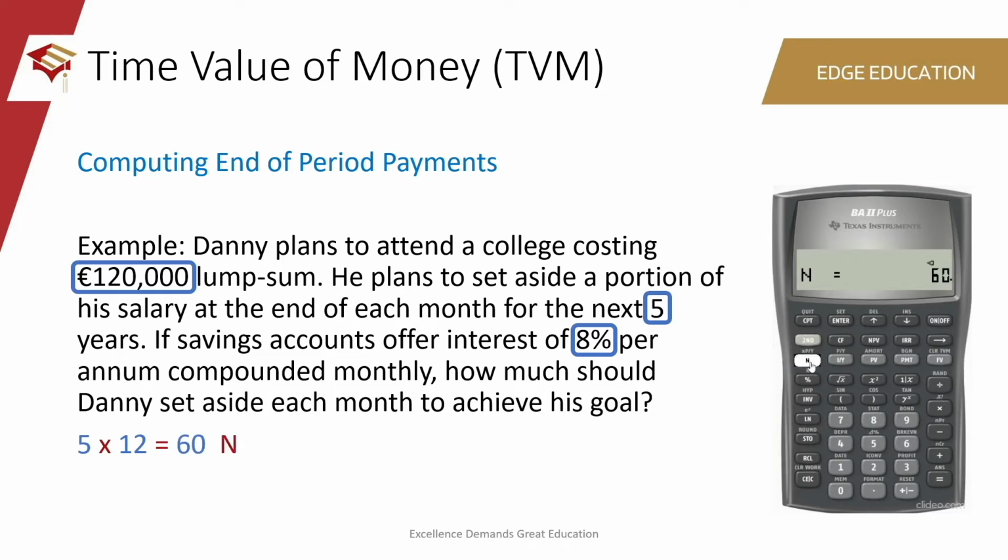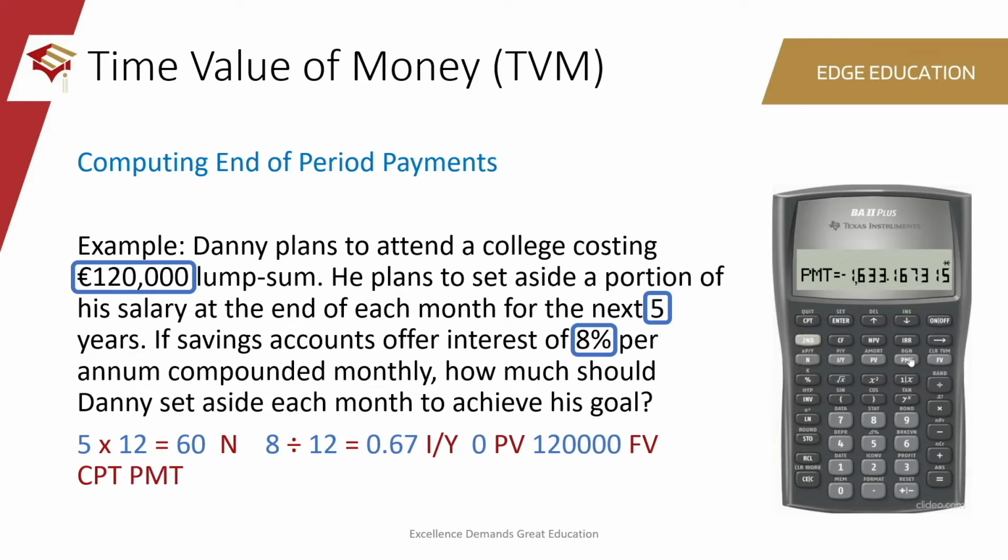We'll assign that to N. We will then take the rate 8, press divide, 12 for 12 months, press equal. The rate is 0.667 for each month, and we'll assign this to I/Y. We'll press 0 for present value, and we'll type 120,000 and assign it to future value. We will then press CPT, compute, and PMT. The amount on your screen is $1,633. This implies that Danny needs to set aside approximately $1,633 each month for the next 60 months to be able to save up for college.